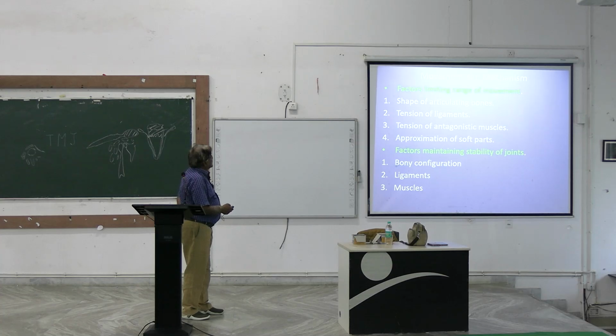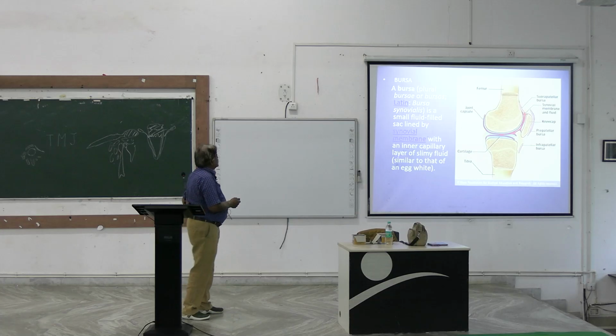Now, movements and mechanism. Now, see, factors limiting the range of movement, factors maintaining the stability of joint. This I have been repeating in this class. Every joint, what I told you, the same thing I am repeating. You need not have any problem. This can be a short note.